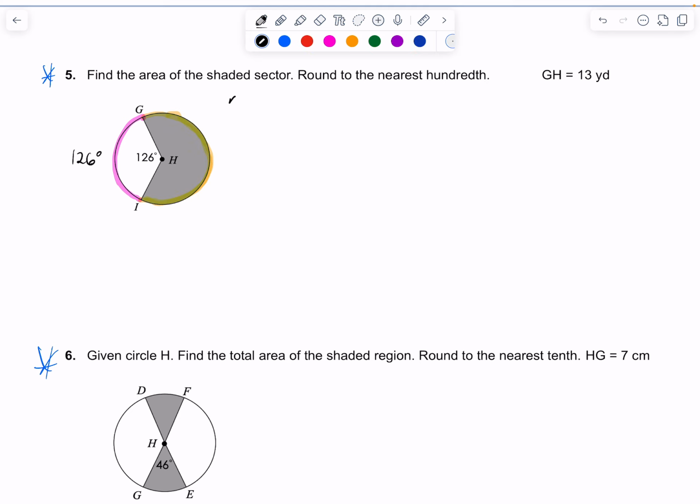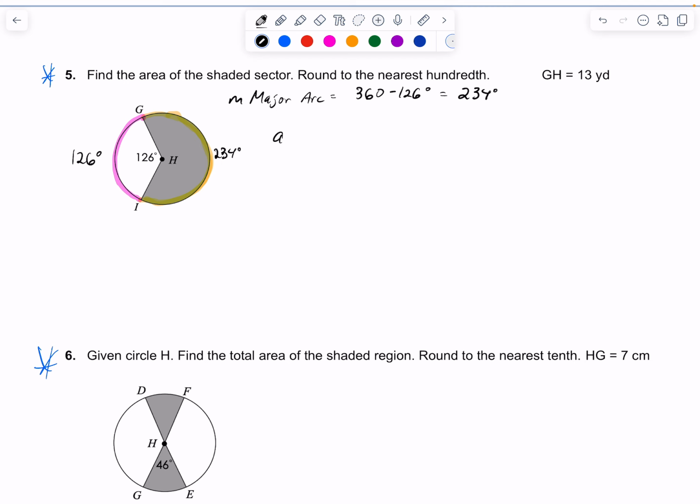So that measure of my major arc is going to be 360 minus 126, which is going to be 234 degrees, I believe. Yes. So that right there is going to be 234, which will allow us to use our formula to figure out what the area of that shaded sector is.